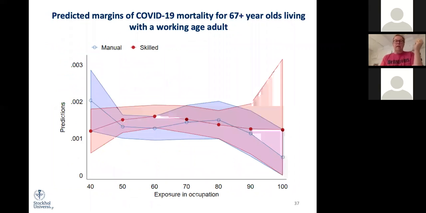And then here I just showed the diagram from the smaller population of the elderly who have a working individual in the household. And this is the exposure from 40 to 100. And again, there is no effect of being exposed to other people on the spread of the virus and causing mortality in elderly household members. And we also did this stratified by manual and skilled professions, to see whether there was some difference there, and there again there's no impact of this.